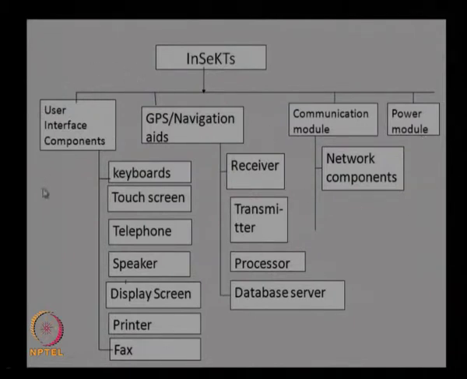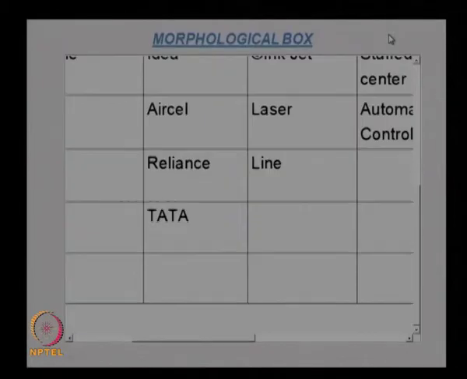So, like this we can develop the generic physical architecture. And in order to get the instantiated physical architecture we can go for the morphological box and identify the components which can be used for these purposes, and we can see what kind of actual component or what device needs to be used for these purposes. So, that is the next task. So, we can go for the morphological box and then get the details.